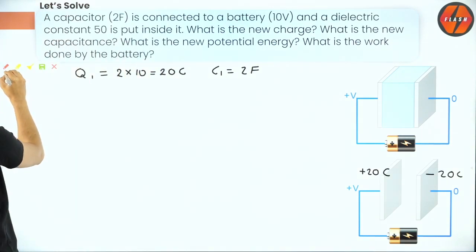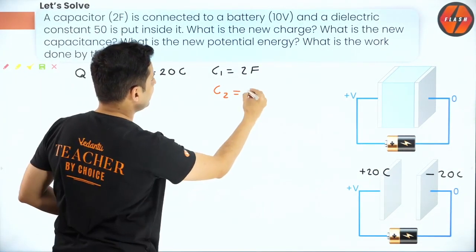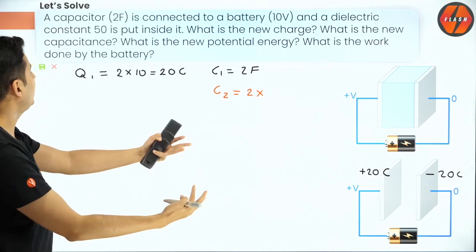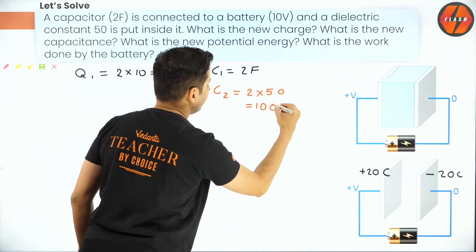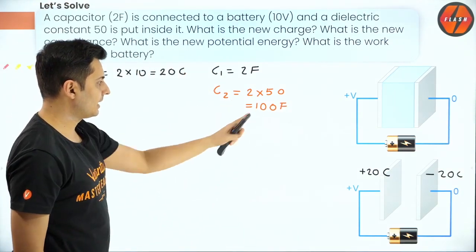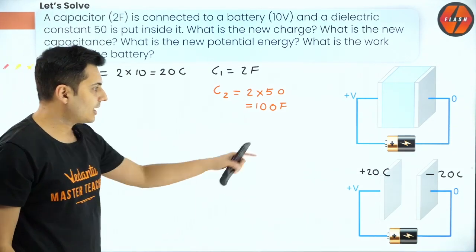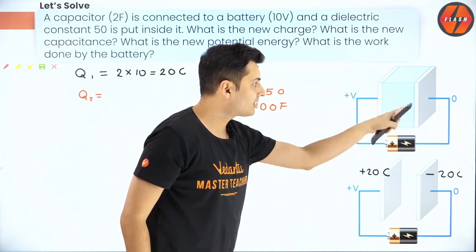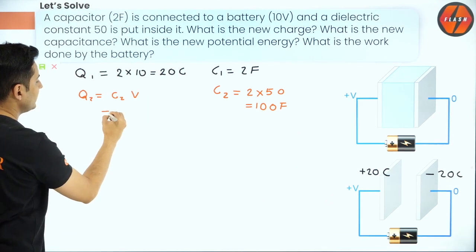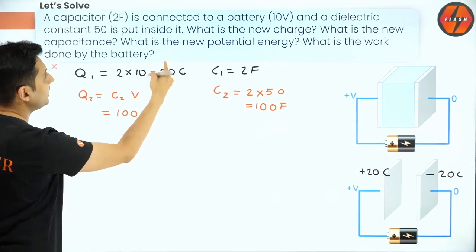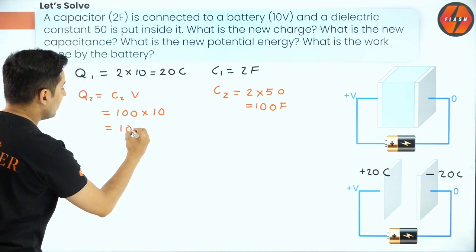Now the moment you put a dielectric slab, the new capacitance C2 will be the old capacitance multiplied by K times. What is K? 50. So it is going to be 100 farad. That's going to be the capacitance. Now what will be the new charge, Q2? Because I have still connected the battery, the voltage is still preserved. So Q is CV, so C2 into V. C2 is 100 and voltage is 10, so this will be nothing but 1000 coulomb.